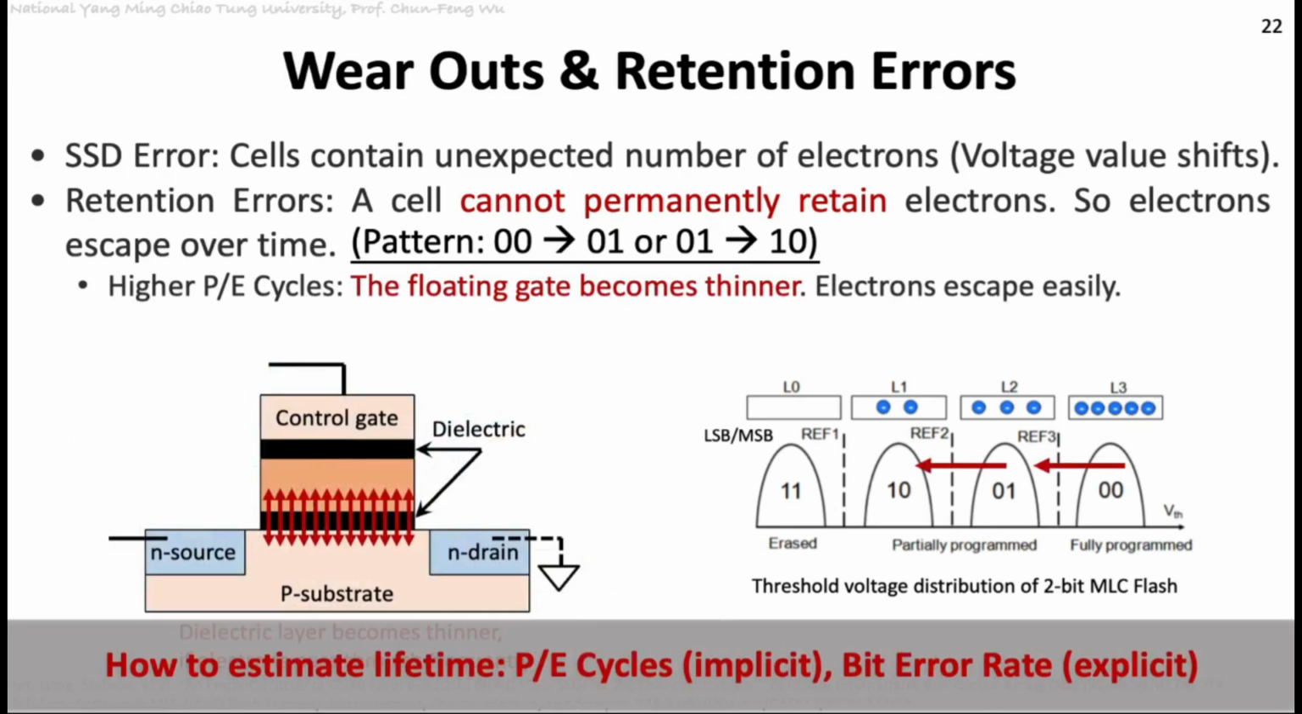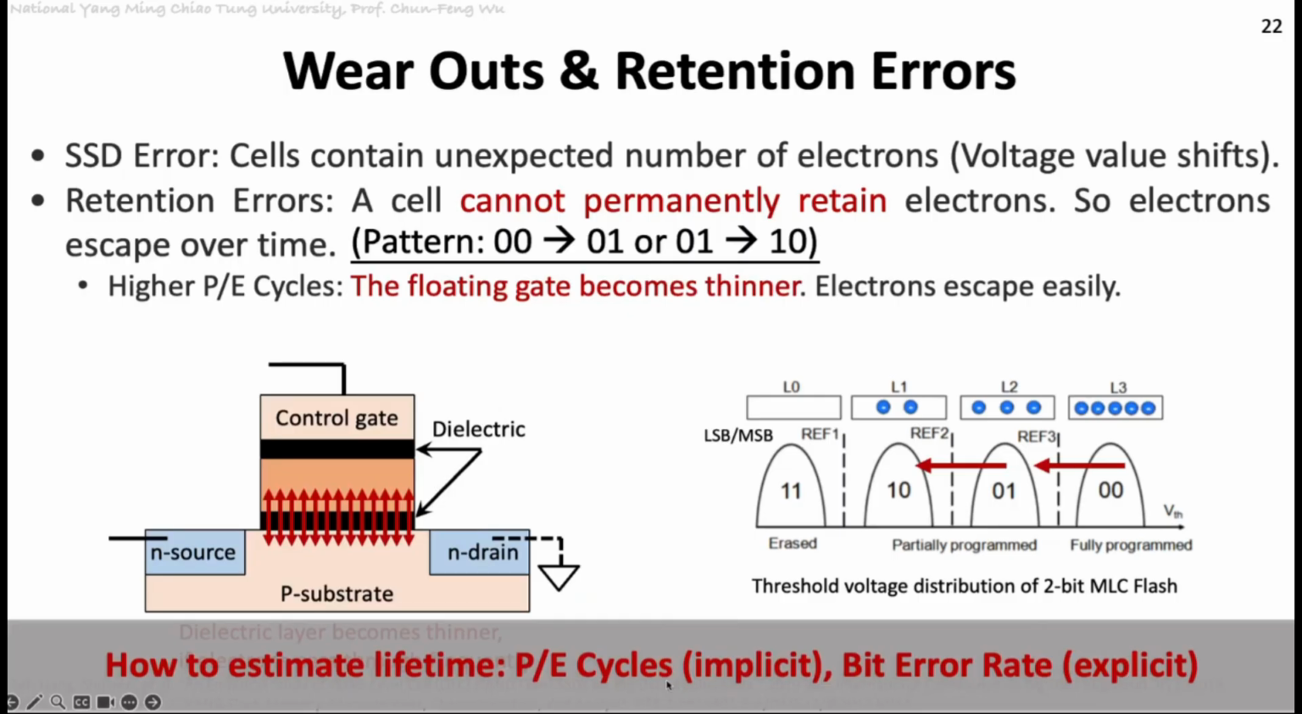And then actually there are two different ways to estimate a lifetime, because we need to know what the health status is for this patch or these blocks. So there are two ways. One is called PE cycles, another is called bit error rate.